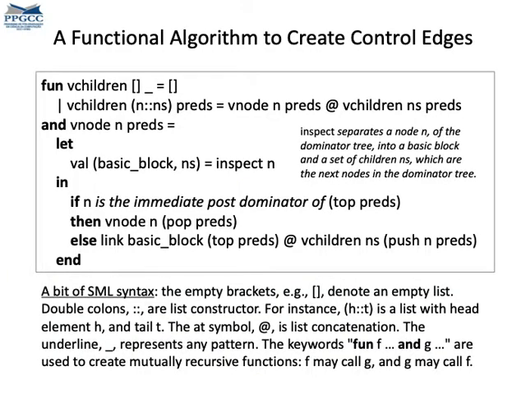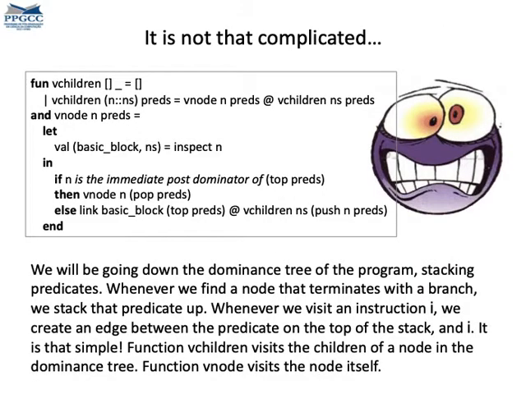We shall use this algorithm to identify the control dependencies. It's written in SML, but don't worry, you can come back to it and read it later if you want. Instead of explaining each step of the algorithm, we shall illustrate it with an example, so really don't worry about its syntax. The basic idea of the algorithm is to traverse the dominance tree of the program. Whenever we find a node that terminates with a branch, we stack the predicate that controls the branch. Whenever we visit an instruction, if the stack is not empty, we create a control dependence from the predicate to the variable defined by the instruction. No worries, we will start looking into an example now.